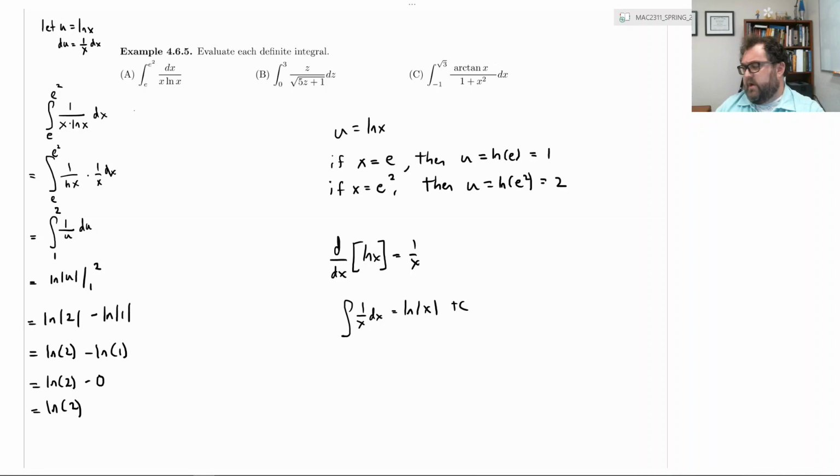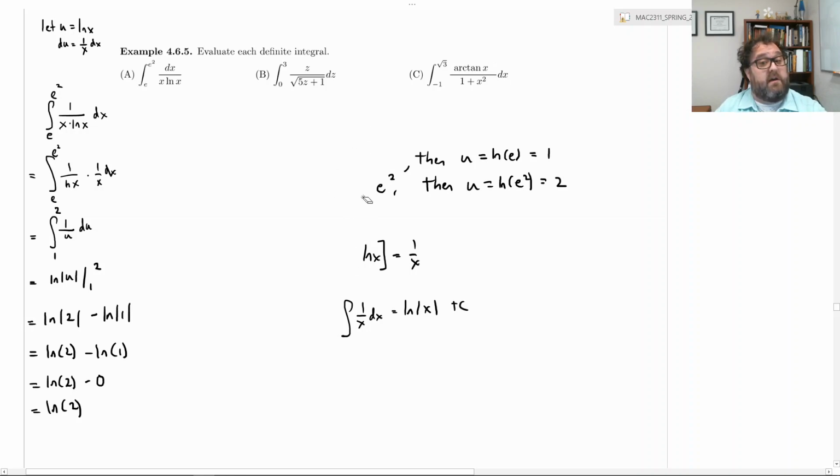Natural log of 2 is what? That's like saying e raised to what power gives you 2, but e is bigger than 2. It's 2.78. So that's a number smaller than 1, we can say. Okay. Now let's look at example B.